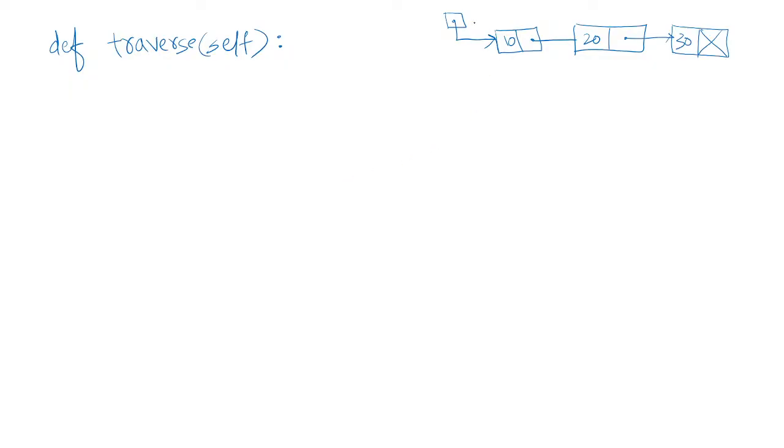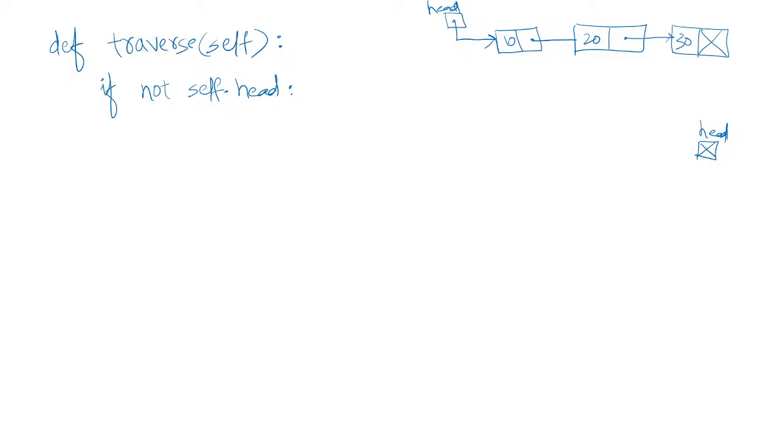If your linked list is empty, that means no elements are there, you cannot traverse the list. So that you should handle first. How do we know that our linked list is empty? If the head pointer contains none, then you can say that the linked list is empty. That you should check first. So how do we know that? If not self dot head, the list is empty.